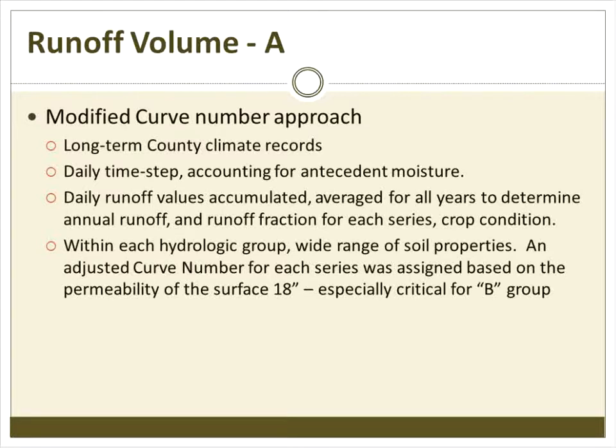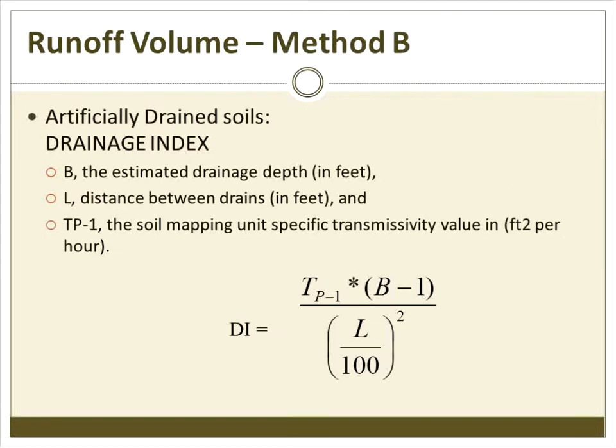The most important thing you need to know about this slide is that there are two approaches to estimating runoff. One is for our non-drain soils, and our non-drain soils use this modified curve number approach. The second method we use is through DrainMod for artificially drained soils. And this is the methodology that's used to calculate runoff volume when your soils are drained.